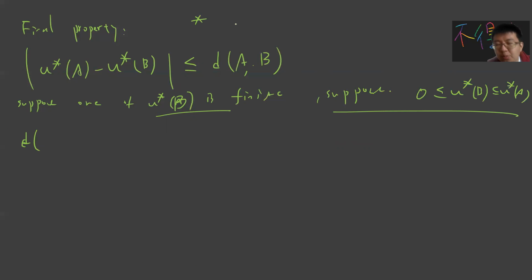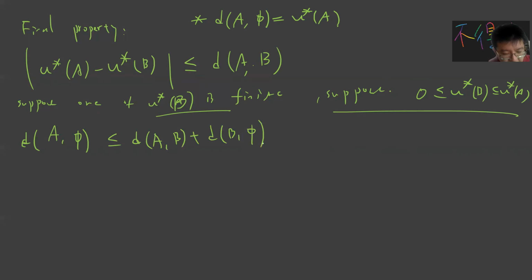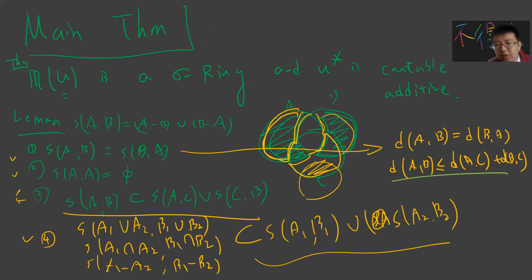By the way, the simple property I forgot to mention is that D(A, empty) is mu star A. So D(A, empty) is less than or equal to D(A,B) plus D(B, empty), which tells you that mu star A is less than or equal to D(A,B) plus mu star B. Then just subtract mu star B and take the absolute value. That's it. Now it looks like D is a metric space, but the difference is that if D(A,B) is 0, you do not necessarily have B equal to A. But you can define A the same as B if D(A,B) is 0. This is an equivalence class.